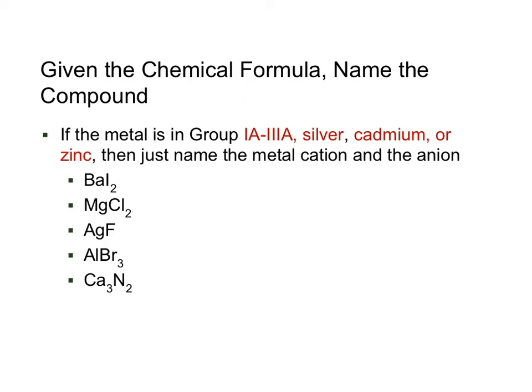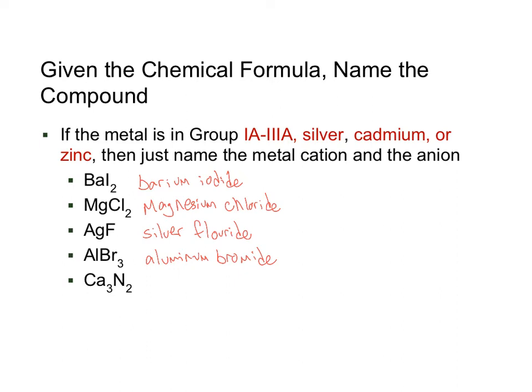Let's look at some examples. Remember that if the metal is group 1 through 3, we're just going to name the ion using the name of the metal. We do the same thing, like mentioned before, with silver or zinc, or also cadmium, which will have a +2 charge. And so BaI2 will be named barium iodide. MgCl2 will be named magnesium chloride. AgF is silver fluoride. AlBr3, aluminum bromide, and Ca3N2, calcium nitride.